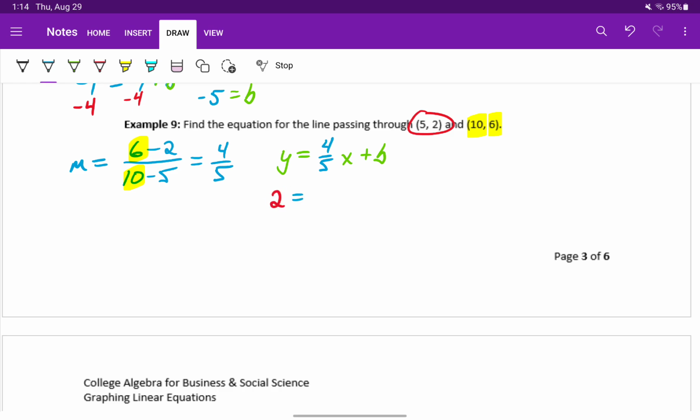We'll let y equal 2. And in place of x, we'll substitute in 5. Which will give us 2 equals 4/5 times 5, keeping in mind we can always write a whole number as a fraction over 1. Diagonal canceling, the 5s will cancel, leaving us with 4 plus b.